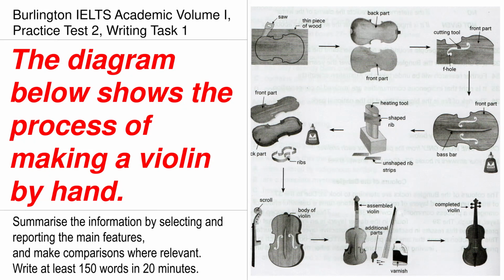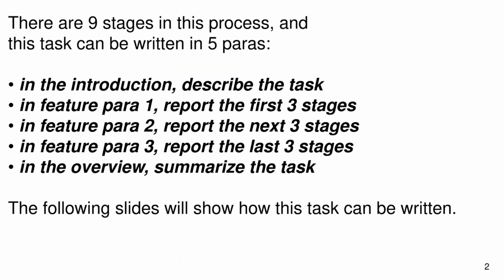Today, we are going to be discussing the Burlington's IELTS Academic Volume 1, Practice 2, the Writing Task 1. The diagram below shows the process of making a violin by hand. There are 9 stages in this process, and this task can be written in 5 paras.